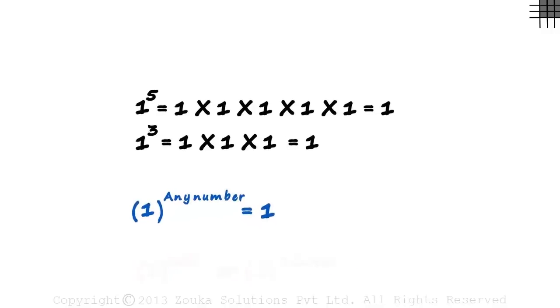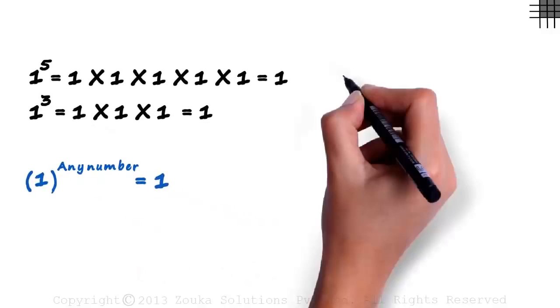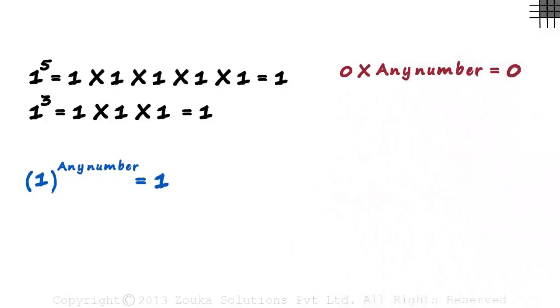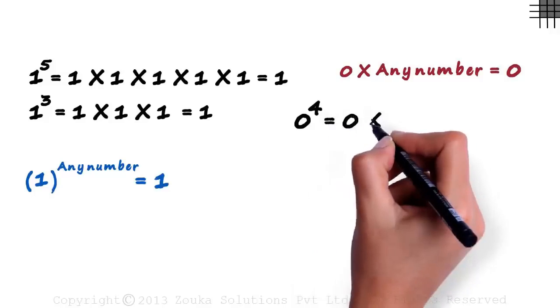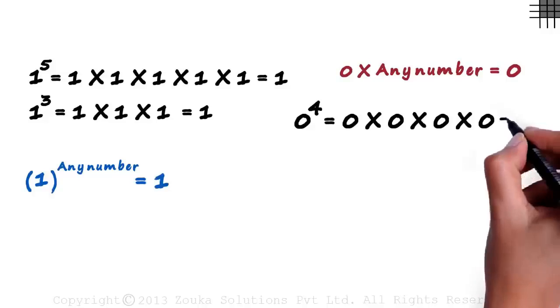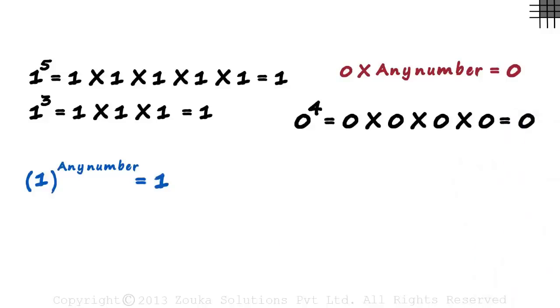Now let's understand the other concept. We know that 0 multiplied by any number equals 0. So what will 0 raised to 4 be equal to? Well, we write it as 0 multiplied by 0 multiplied by 0 multiplied by 0. And since 0 multiplied by anything is 0, this result will also be equal to 0. 0 raised to 7 will also equal 0. Even 0 raised to 3000 would equal 0.